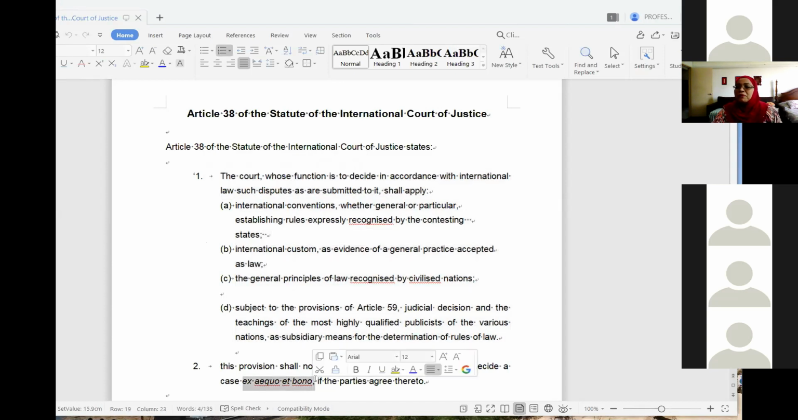When we look into this, it means that it cannot be prejudicial to anyone. Although both parties agree to that law, if it's not good, it's not going to be the source of law. It's only when it is beneficial, when there is some kind of benefit to one and to another. So ex aequo et bono brings benefit to the two parties. Ex aequo et bono also means that the two parties must be responsible to the law that they choose to pursue in solving the dispute at international level.